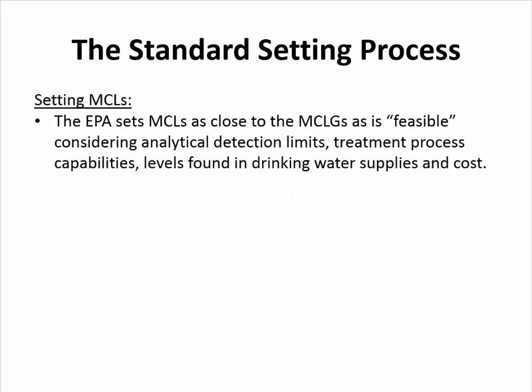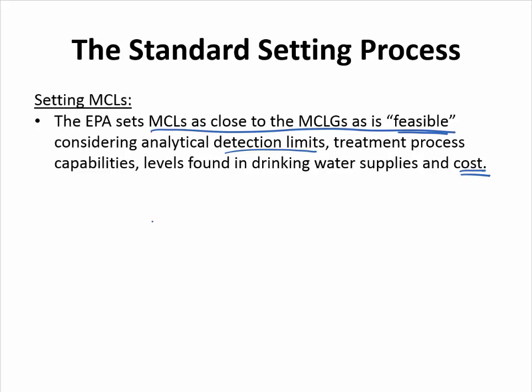When setting the maximum contaminant level, the EPA must set the MCL as close to the MCLG as is feasible or reasonable. This takes into account the cost of treatment, certainly, but also the detection limit, the treatment process capabilities, and the natural levels found in drinking water.